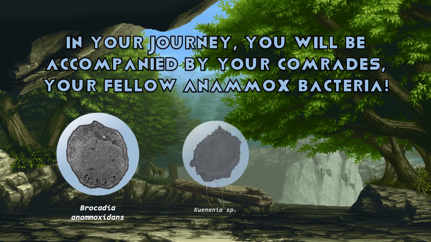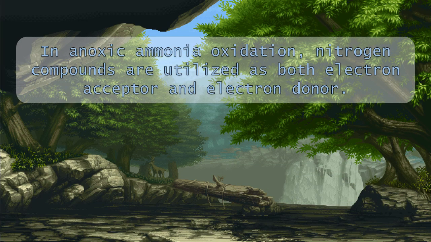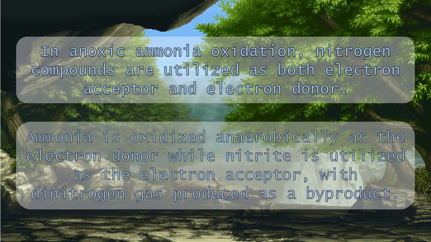In your journey, you will be accompanied by your comrades, your fellow ANAMMOX bacteria, Brocadia anammoxidans, which is a marine bacterium. Your other comrades are Kuenenia, Anammoxoglobus, Jettenia, and Scalindua. In anoxic ammonia oxidation, nitrogen compounds are utilized as both electron acceptor and electron donor. Ammonia is oxidized anaerobically as the electron donor, while nitrite is used as the electron acceptor, with dinitrogen gas produced as a byproduct.